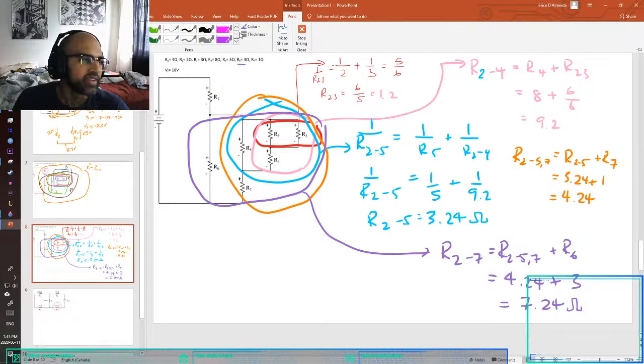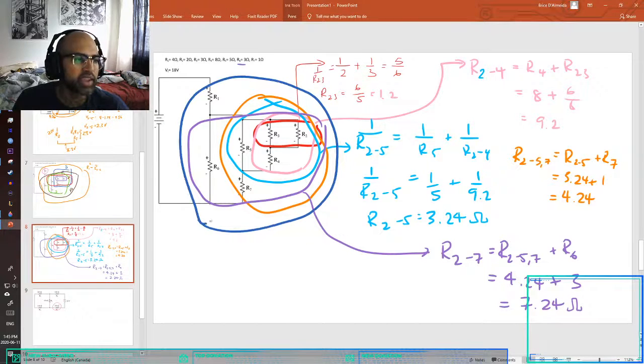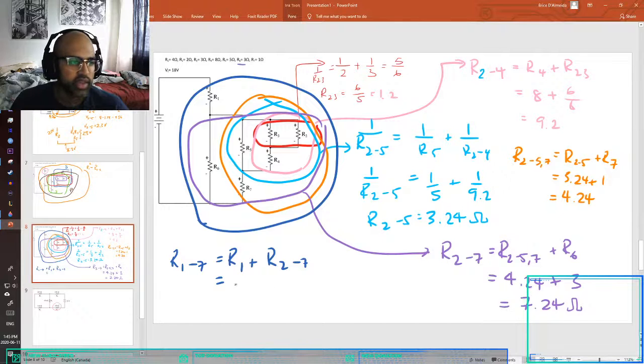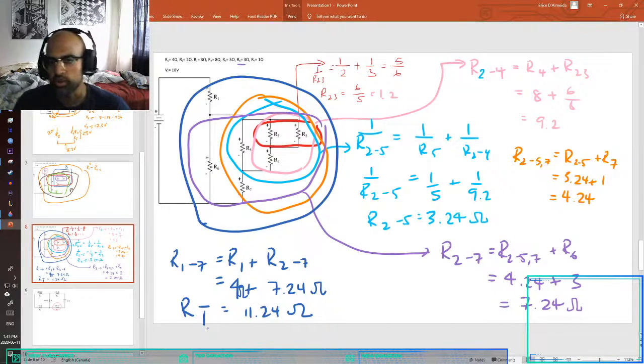Are we out of colors? We did pink already, light blue, dark blue, and in dark blue, everything. We finally made it a series circuit. All of the blue, if you combine it into one resistor, R1 to 7 is equal to R1 plus R2 to 7. The first resistor was 4 ohms plus the rest of this, 7.24 ohms, is equal to 11.24 ohms. And this is RT because it's the total resistance.